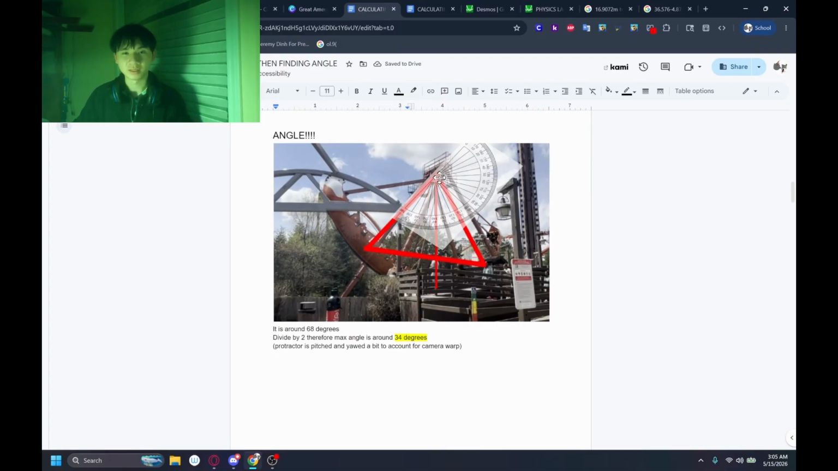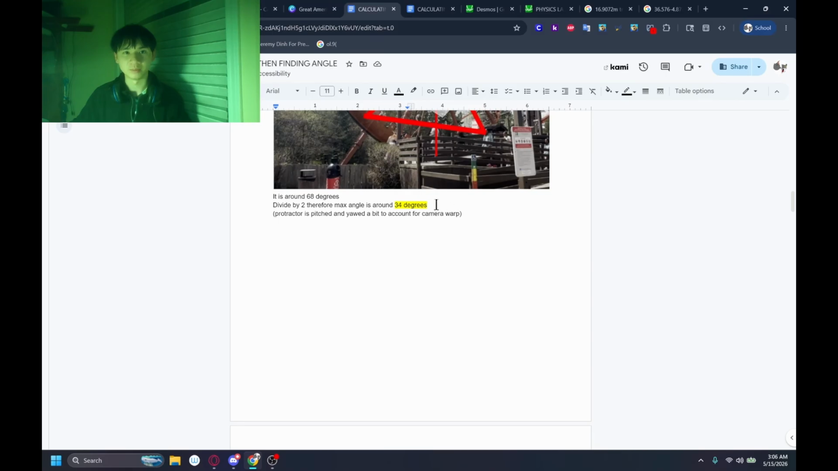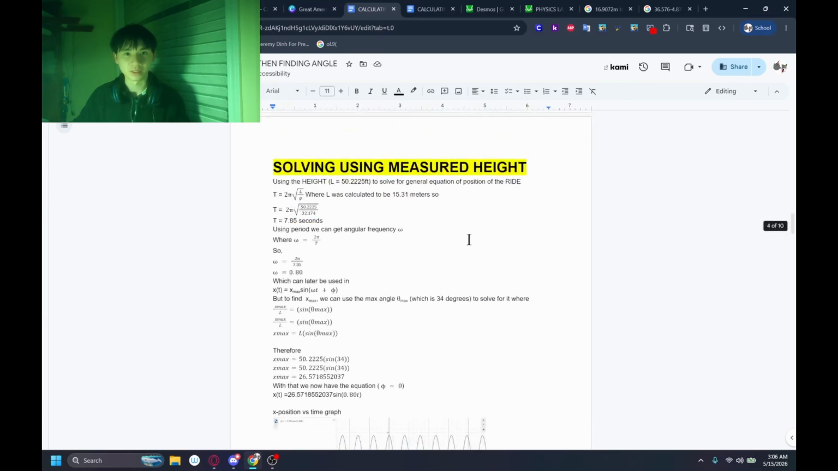So I basically had to make this triangle and then use a protractor and scale it in a way that it could accurately measure the maximum angle at its peak. I also Photoshopped it at its max peak on the left side, on the right side, and when it's dead center. And then I used this triangle to find the degree angle, which was 34 degrees.